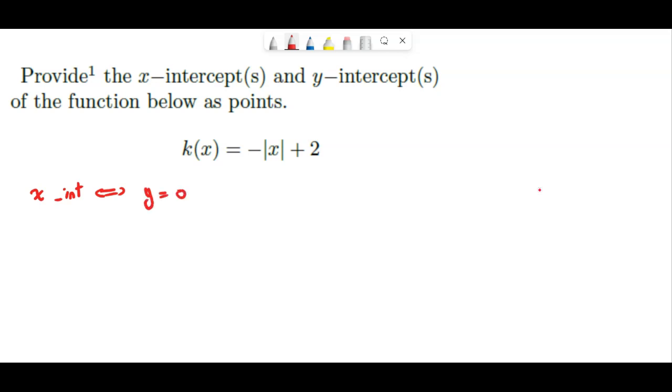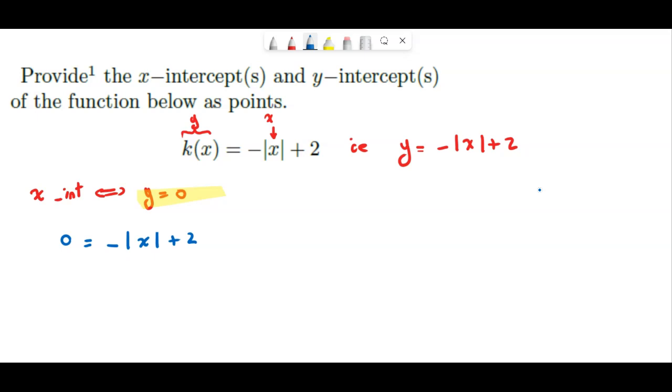So, identifying the x and y, obviously the x is right here, and the k of x actually is the y. All right, so I can rewrite the equation as y equals minus absolute value of x plus 2 instead of k of x. Now, having said that y is 0, I'm going to plug in 0 instead of the y. This will become 0 equals minus the absolute value of x plus 2.